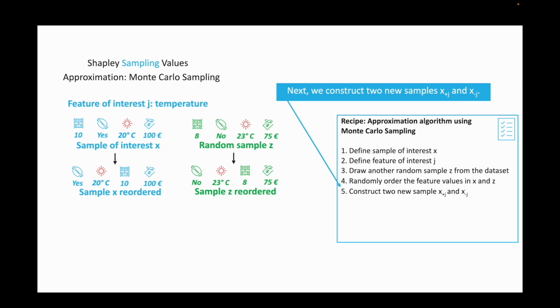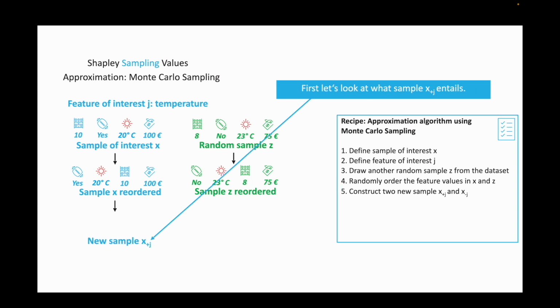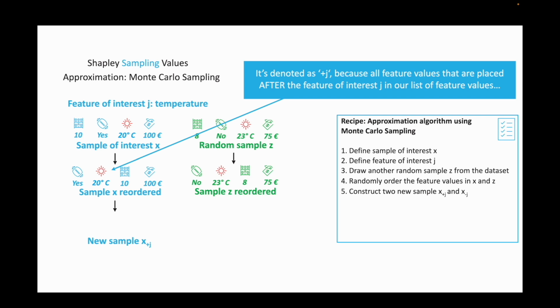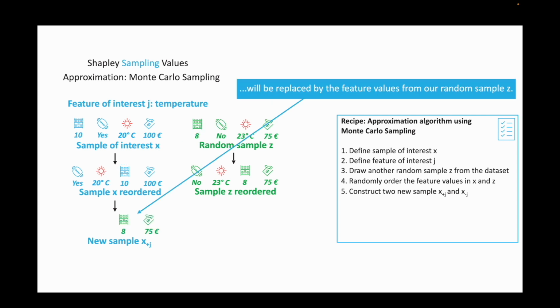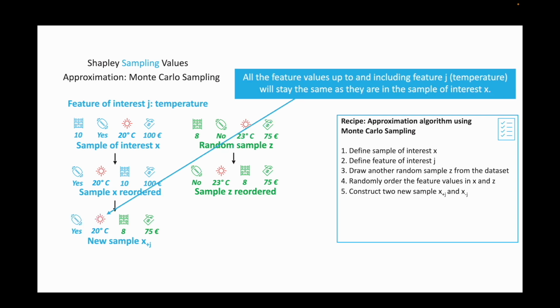Next, we construct two new samples, x sub plus j and x sub negative j. First, let's look at what sample x sub plus j entails. It's denoted as plus j because all feature values that are placed after the feature of interest j in our list of feature values will be replaced by the feature values from our random sample z. All the feature values up to and including feature j, in this case temperature, will stay the same as they are in the sample of interest x.